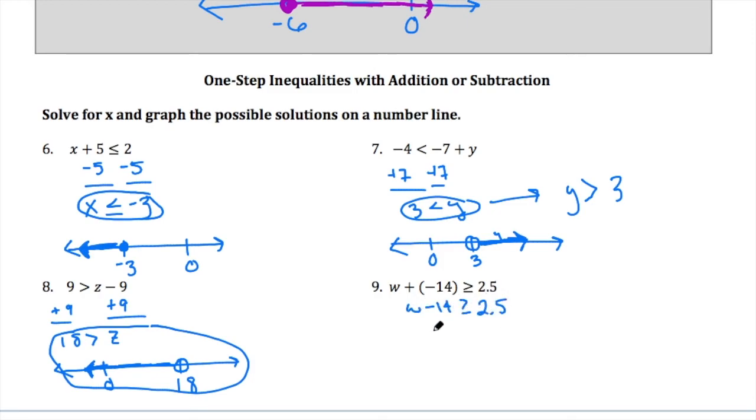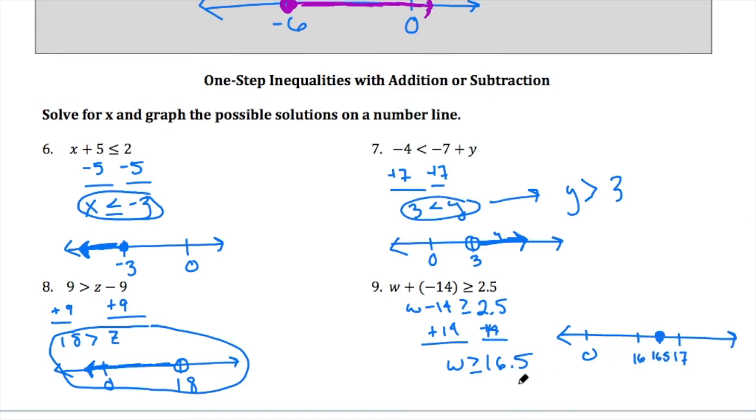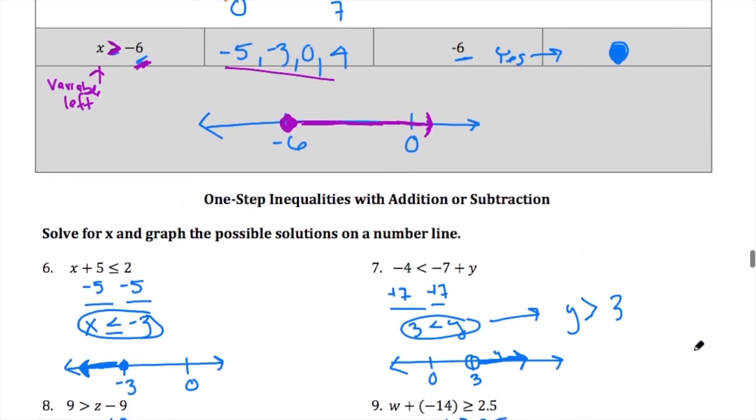Let's rewrite this as w minus 14 is greater than or equal to 2.5, and then we'll add 14 to both sides, and w is greater than or equal to 16.5. So 0 is there. I'm going to mark 16, 17, and then 16.5 would be right there in the middle. And now we can close circle that because it could be equal to 16.5, and then all these values to the right. So those are our visual representations.